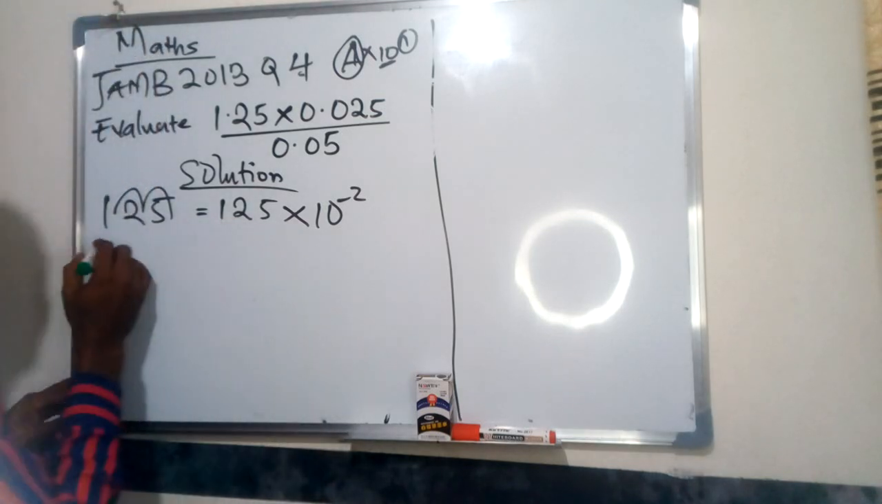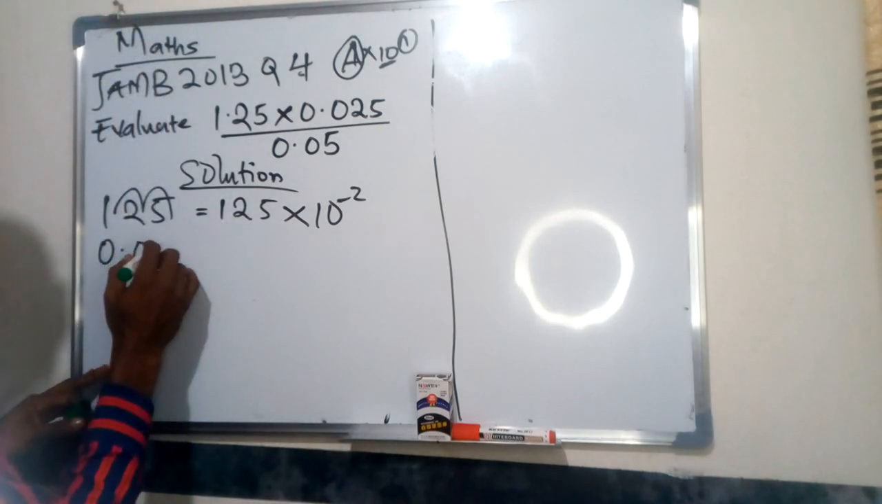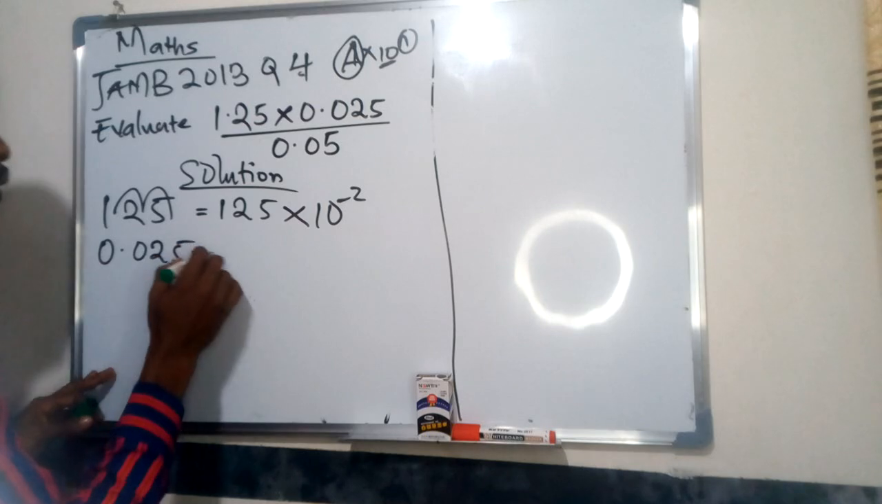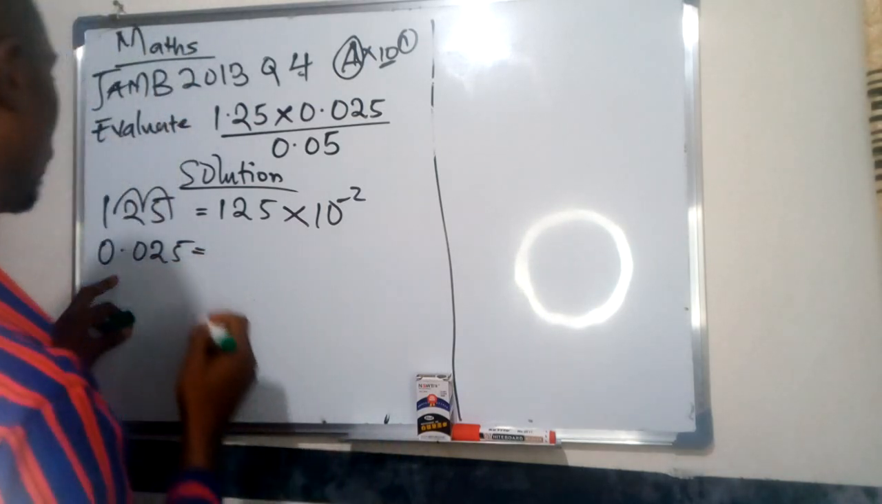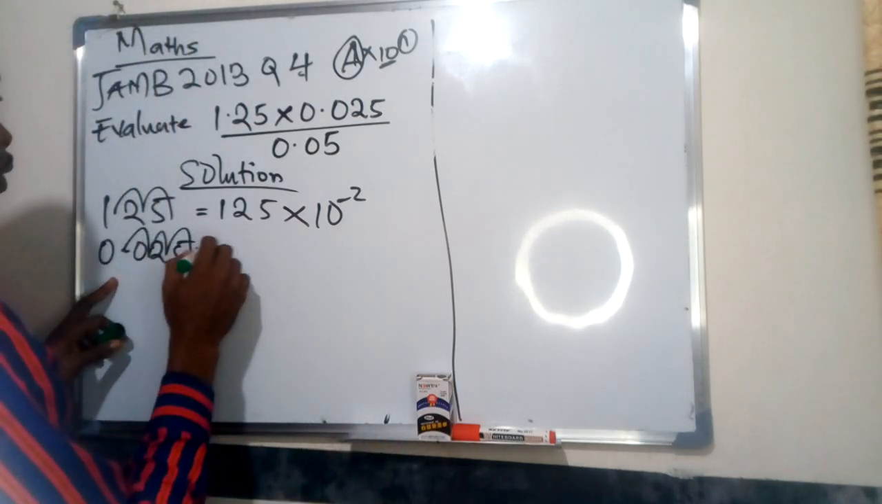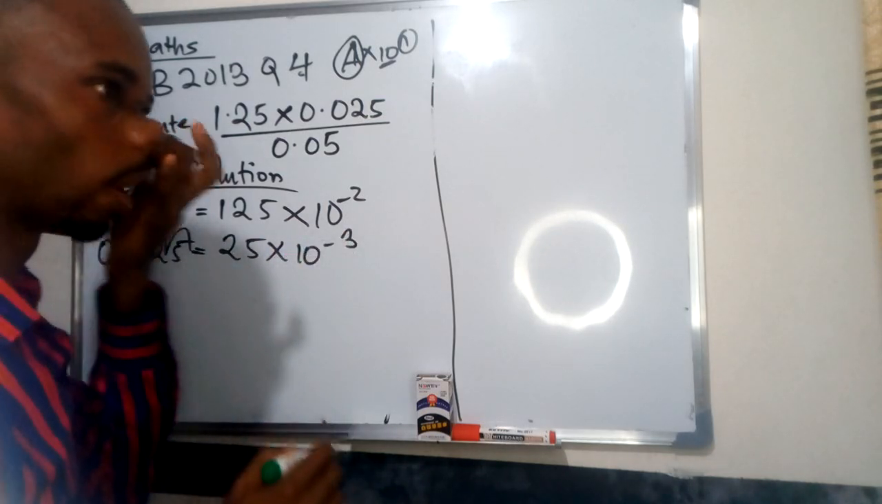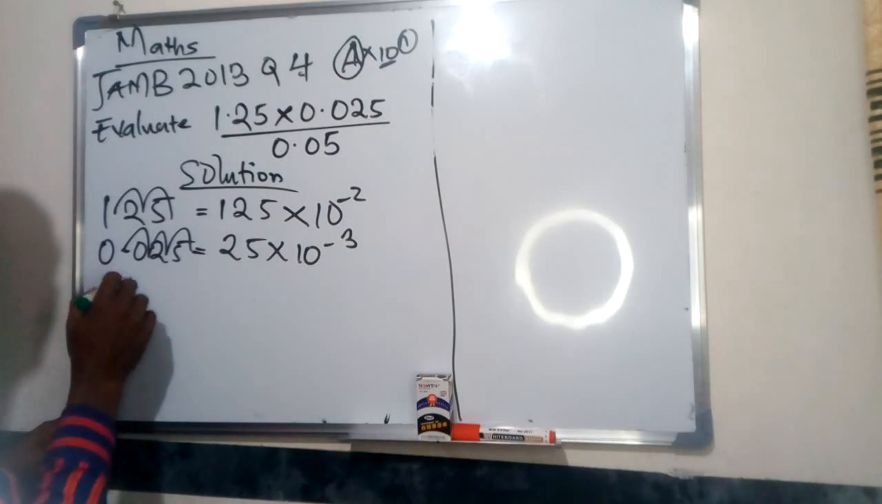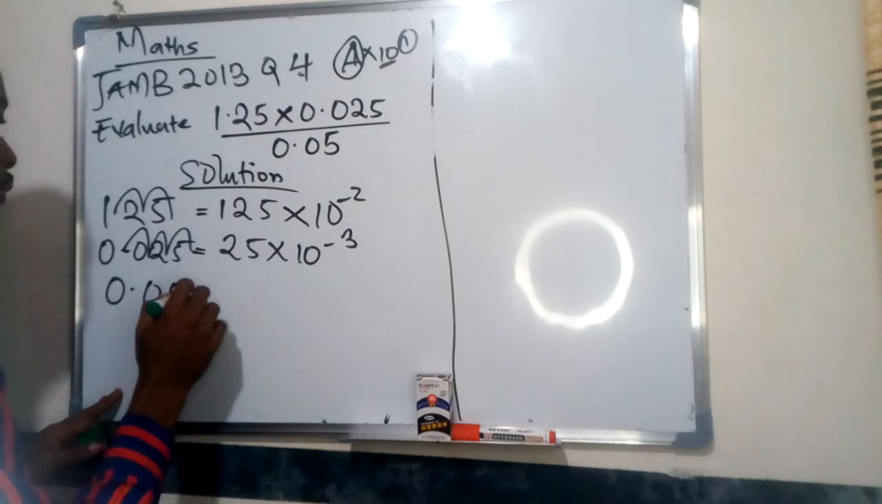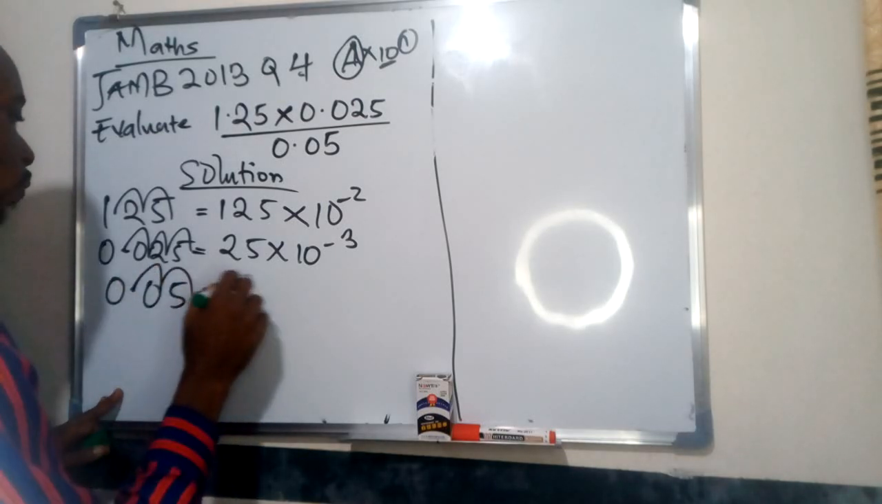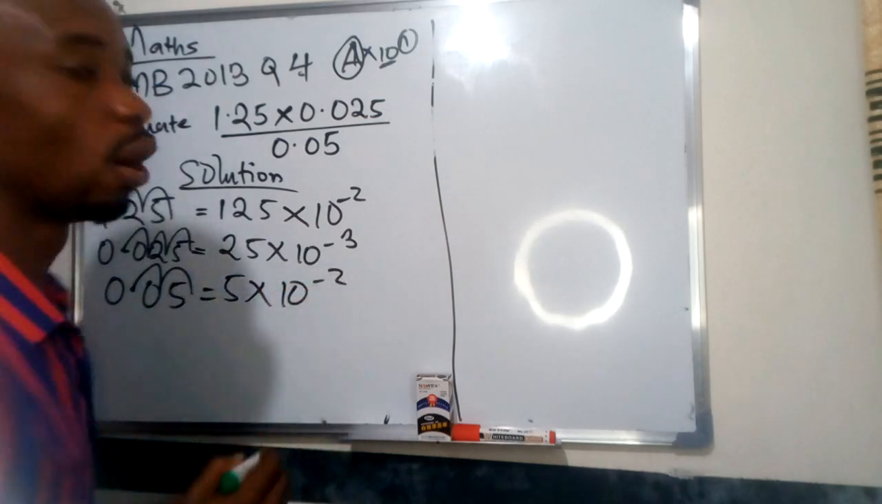Now let's also convert 0.025 to standard form. So we have 1, 2, 3, so that means 25 times 10 raised to the power of minus 3. We also have 0.05, 1, 2, so 5 times 10 raised to the power of minus 2.